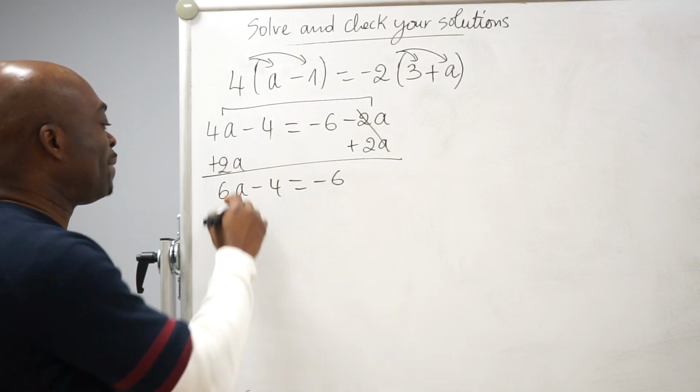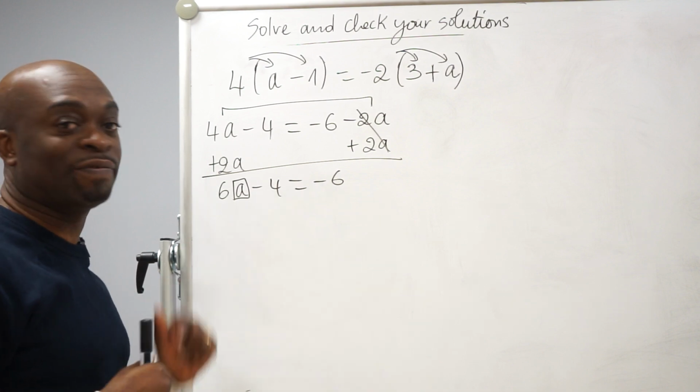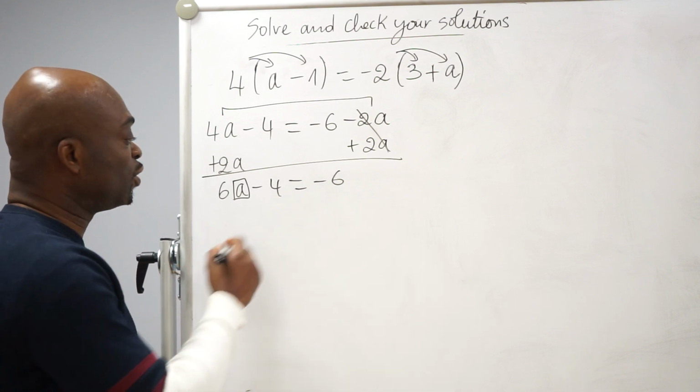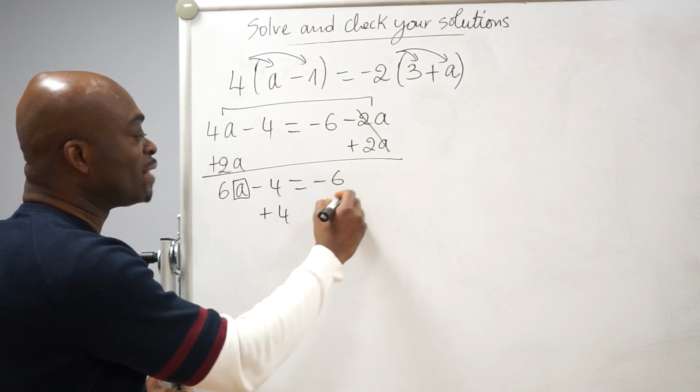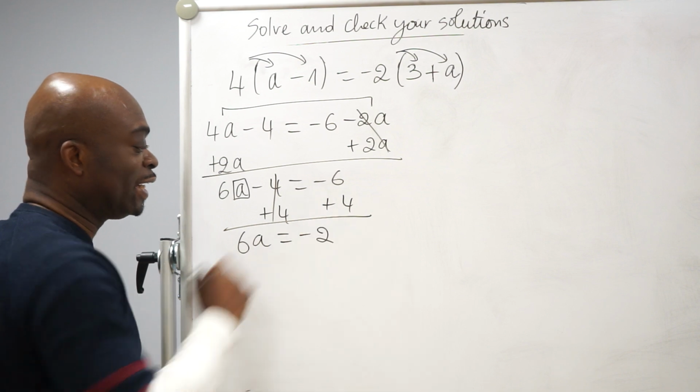All right, what am I solving for? A. A is my target. So I want to leave a on the left side. So what do I need to cancel then? Negative 4 has to go, by doing positive 4. 6a equals negative 2.